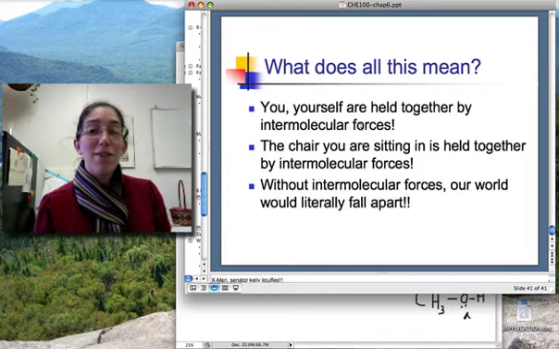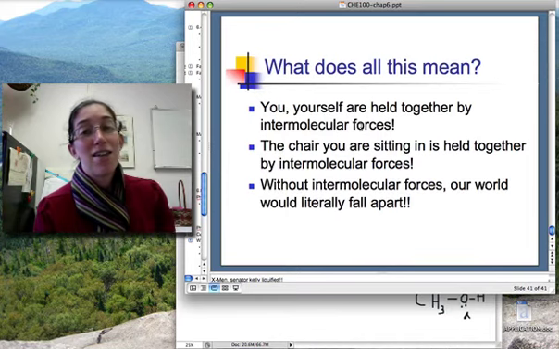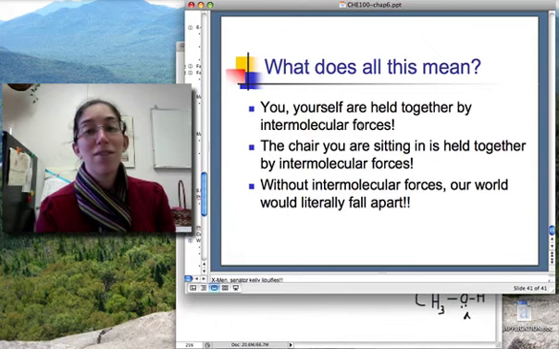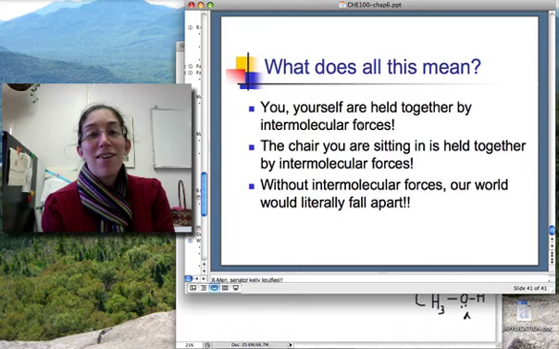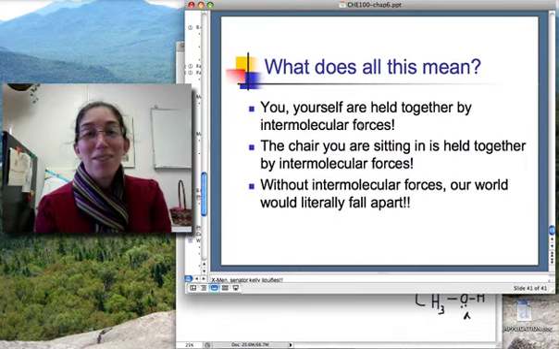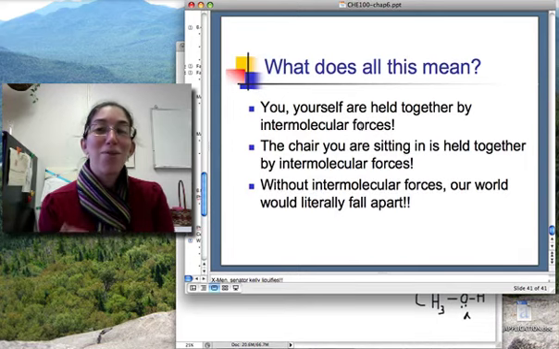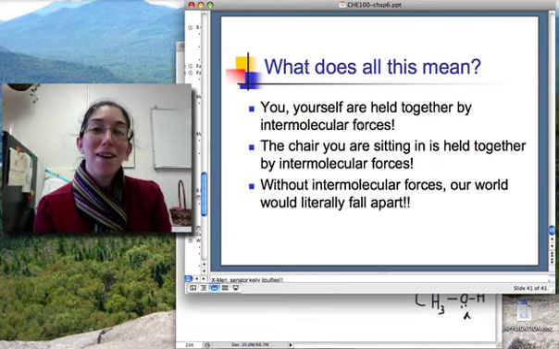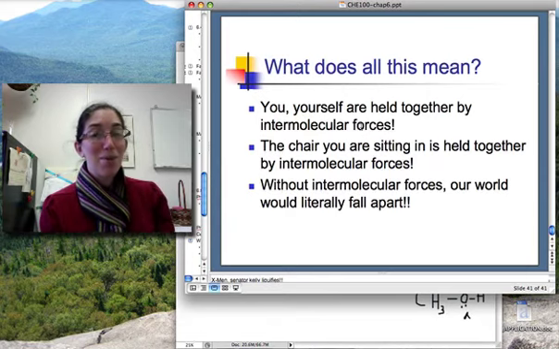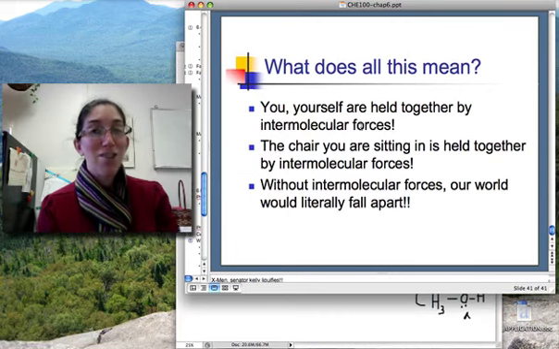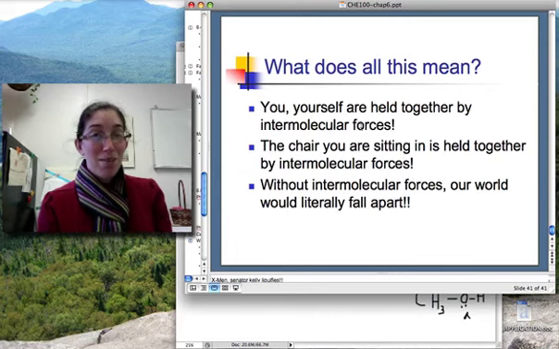So the foundations in this chapter we're going to see again in all of the upcoming chapters. So understanding intermolecular forces is something that's going to be carried throughout the rest of the book. So make sure that you're clear on these different forces, London forces, dipole-dipole attractions, and hydrogen bonding, because we're going to keep talking about them.